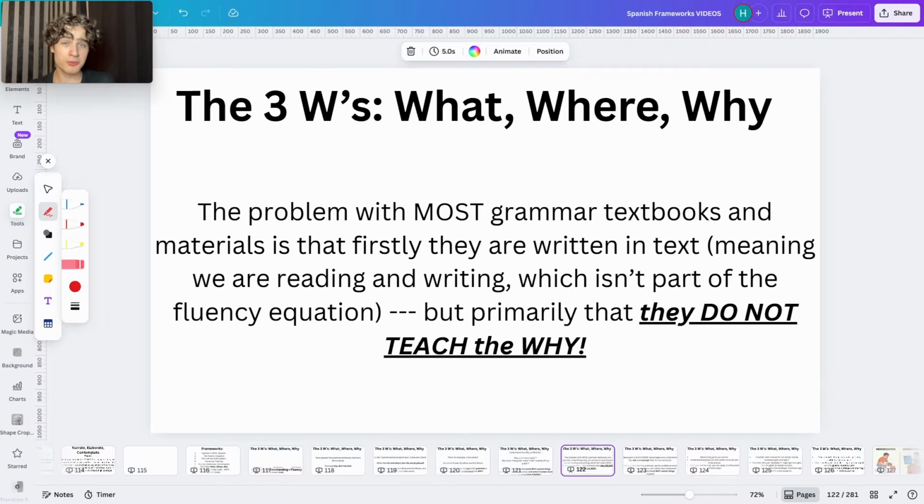And so the problem with most grammar textbooks is firstly that they're written, which means you're not even practicing the skills that are used in a conversation, because most of us want to achieve conversational fluency. But primarily, it's because they don't teach the why. Most grammar textbooks just tell you what it is. And that's not how learning works. Like any good teacher, if you've ever had a good teacher in school, you probably notice a pattern that every single good teacher out there explains why.